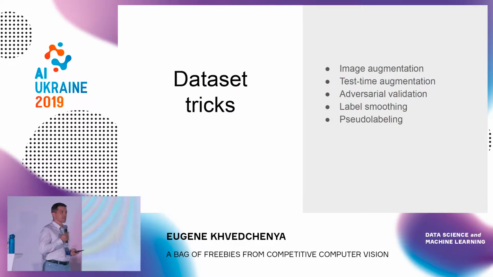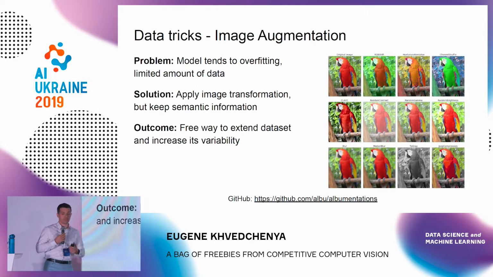So next section is the dataset tricks. So what can we do with our data basically to give a boost? The first thing that comes to our mind when we are working with image data is image augmentation, that Yuri already mentioned today. I cannot overestimate the importance of image augmentation. It's basically a free way to extend your dataset, increase its variability, and prevent your model from overfitting, especially when you have a small amount of data.